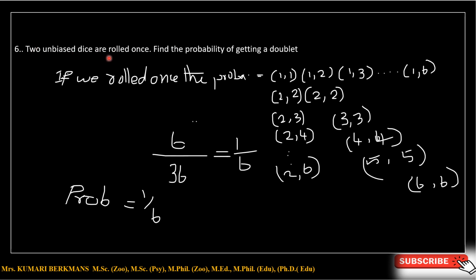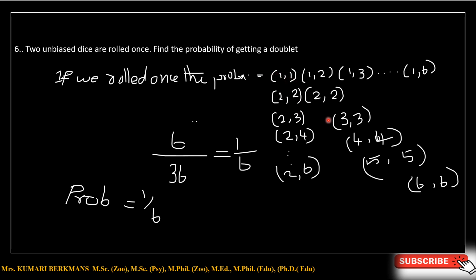Two unbiased dice are rolled once. Find the probability of getting a doublet. Okay, so for this, first we have to find out the probability. If it is rolled once, the first rolling, what we get, in the sense 1 by 1, this may be the probability. 1 by 1, 1 by 2, 1 by 3, like that, 1 by 6 times we get. At the same time, if you write here, it is 2 by 1, 2 by 2, 2 by 3, up to 2 by 6 we have.